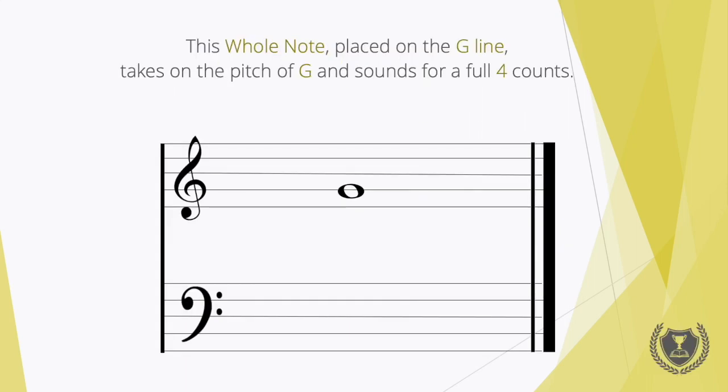Now, you will remember that we've learned about the stave with the treble clef and the bass clef. And the treble clef is also known as the G clef. Now, if you were to take that whole note, the long note, and place it on the G line, it takes on the pitch of what we've come to know as the G, and it sounds for a full 4 counts, like this.